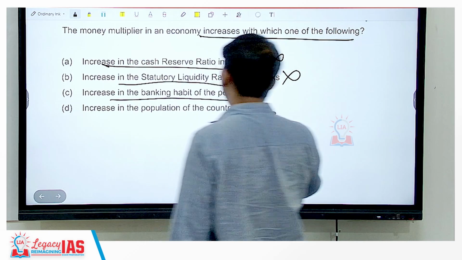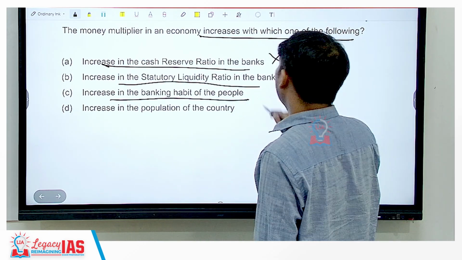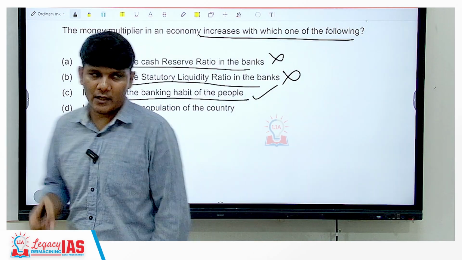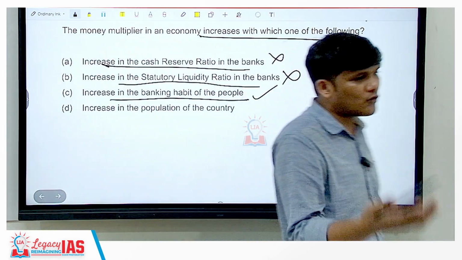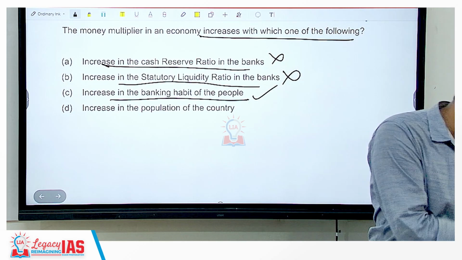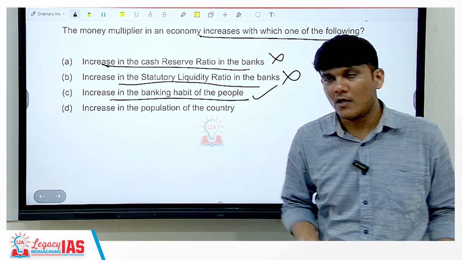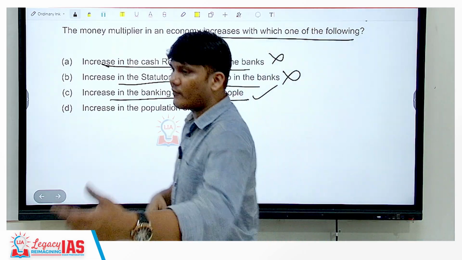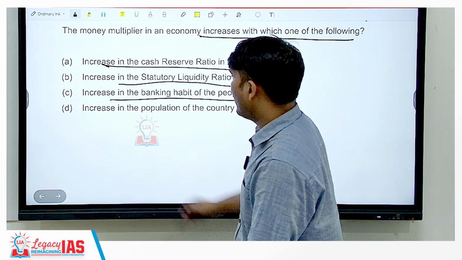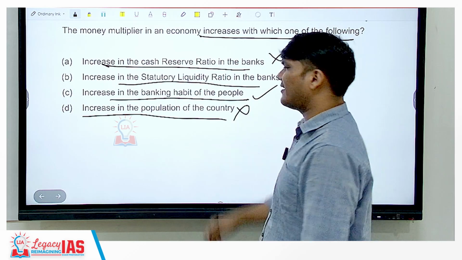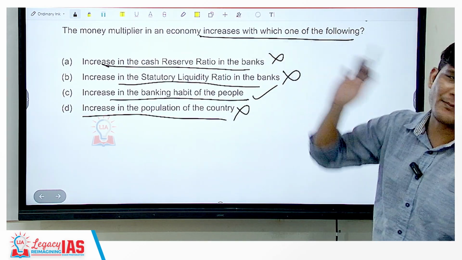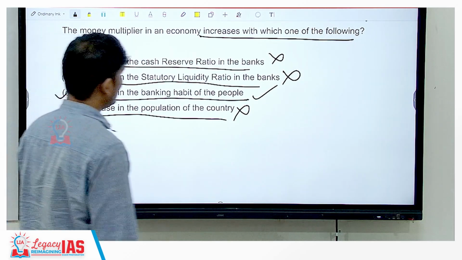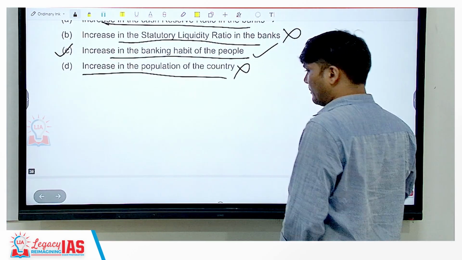Increasing the banking habit of the people? Yes. Because if you keep the money in the rice container at home, it's not in the market, it's not going to multiply, it is going to stay there, it is not going to change hands. But when you put it in the bank, the bank can give out loans, it will change hands, it will have a multiplier impact. Just an increase in the population of the country need not necessarily increase the money multiplier effect. So the correct answer is option C, that is, increase in the banking habit of the people.